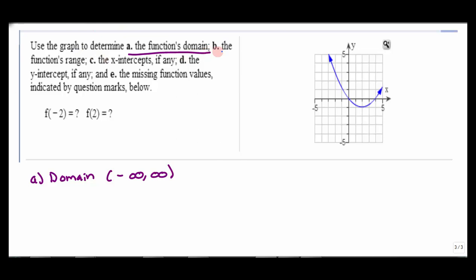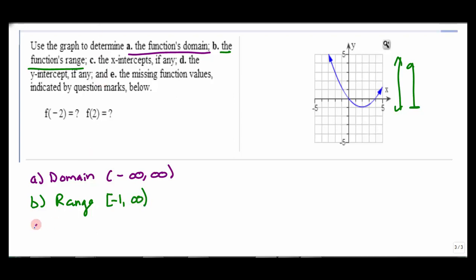Part B is the function's range. So let's go ahead and look at the range. Now again, range is vertical. So if we look at this vertically, up and down, we can see that it starts right here and then goes up. Well, the y value where this is starting is at -1 and it goes off toward infinity. So there's our domain and range.